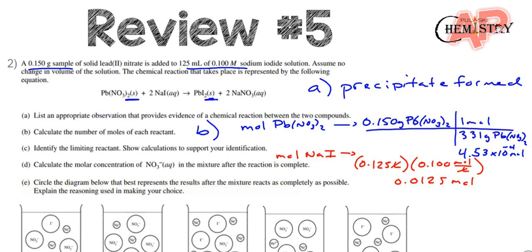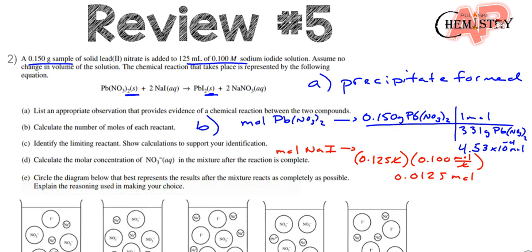And there's my NaI. Okay, so just recognize that all they're doing is trying to see if you understand how to convert to moles in some different kinds of situations. Nothing more. C, they did this for a reason. These definitely could be I's, double I's, triple I's. It's all leading into it. Identify the limiting reactant. Show calculations to support your identification.